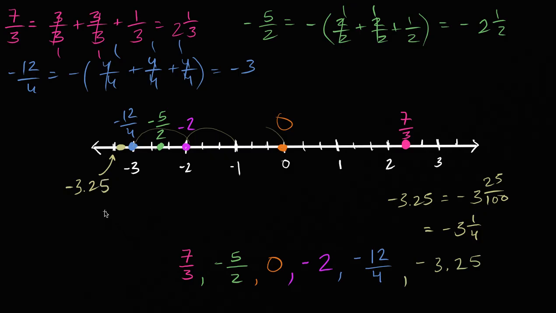So we wanted the numbers ordered from least to greatest. Well, we've done that. The least is -3.25, then -12/4, then -5/2, then -2, then 0, then 7/3. And we are done.